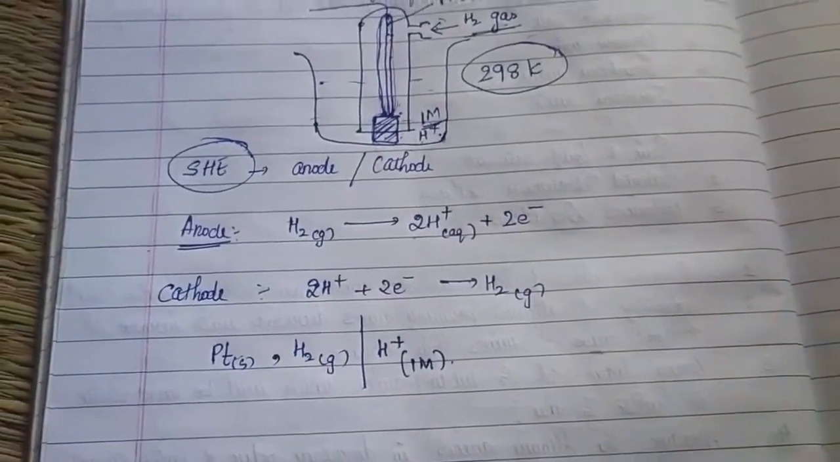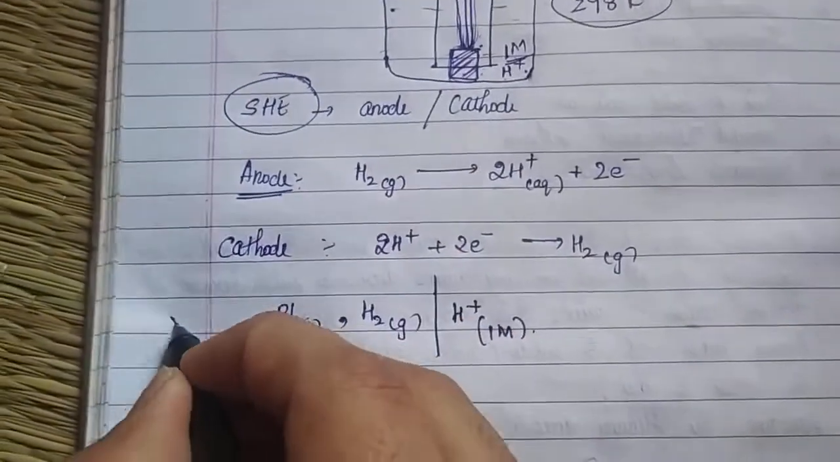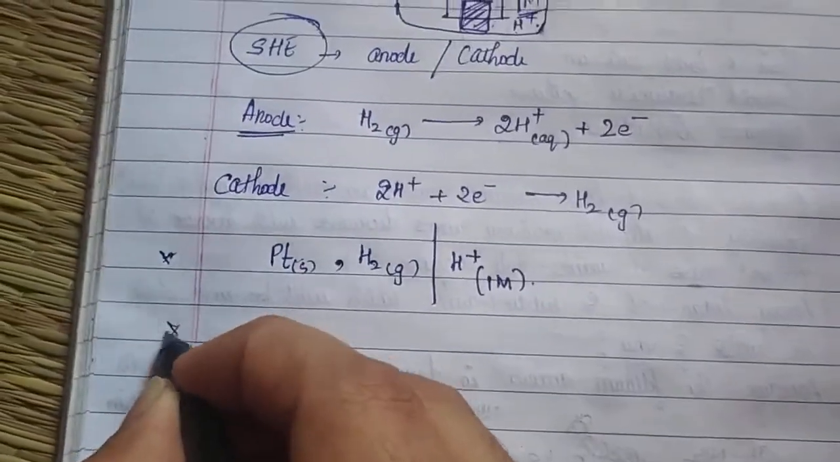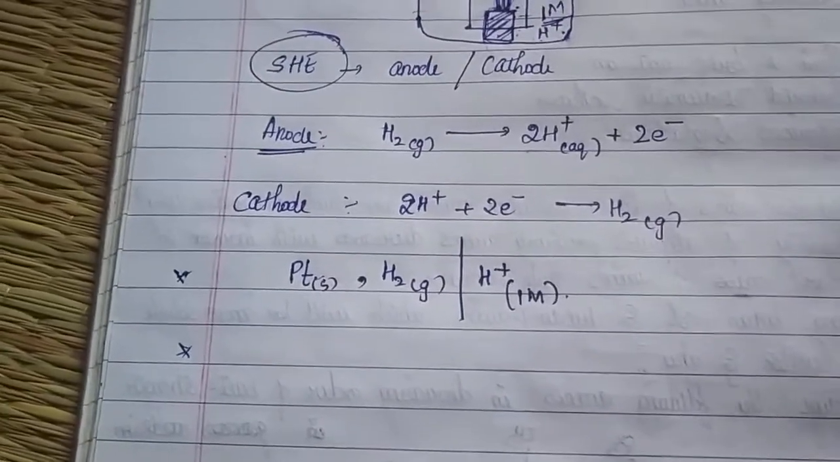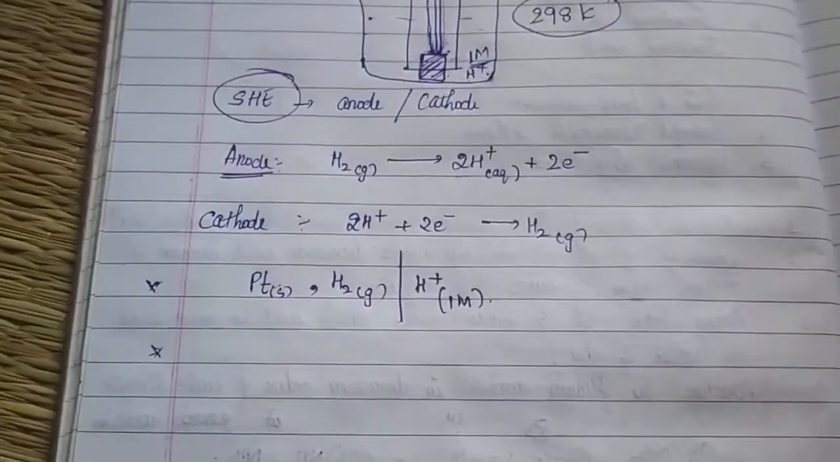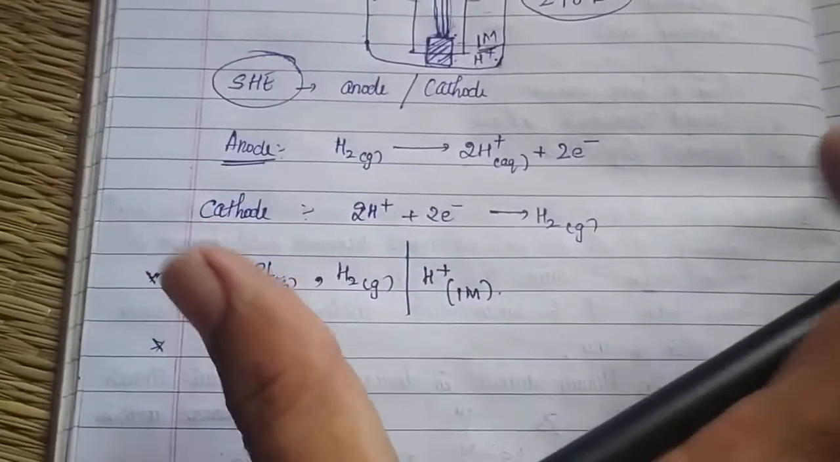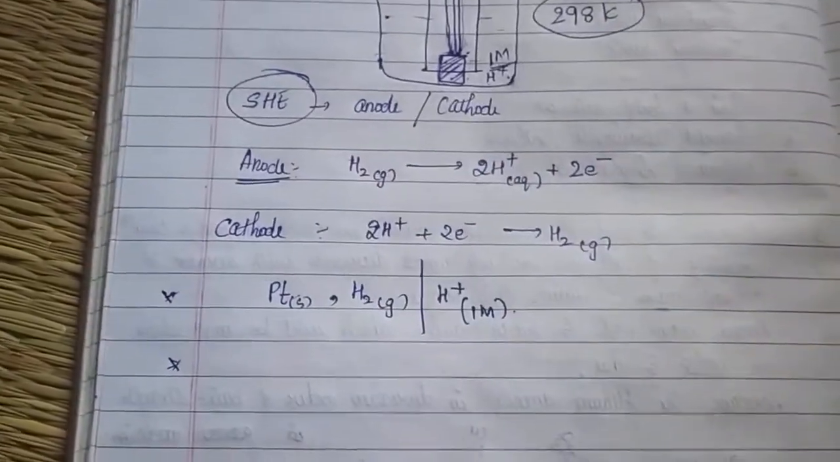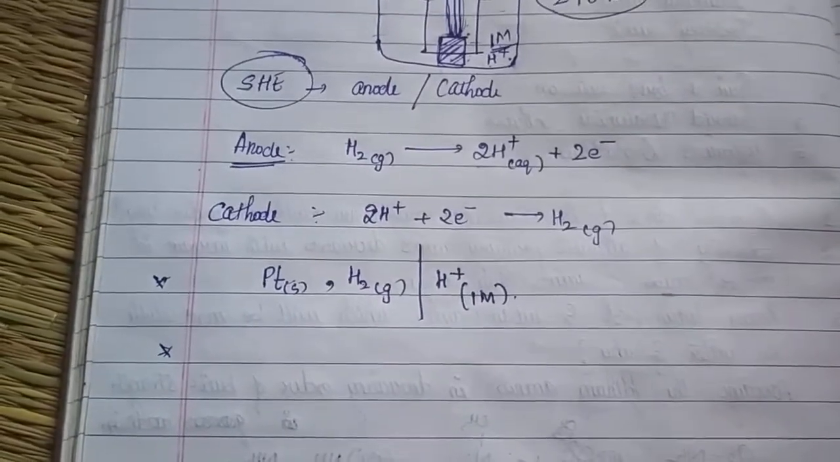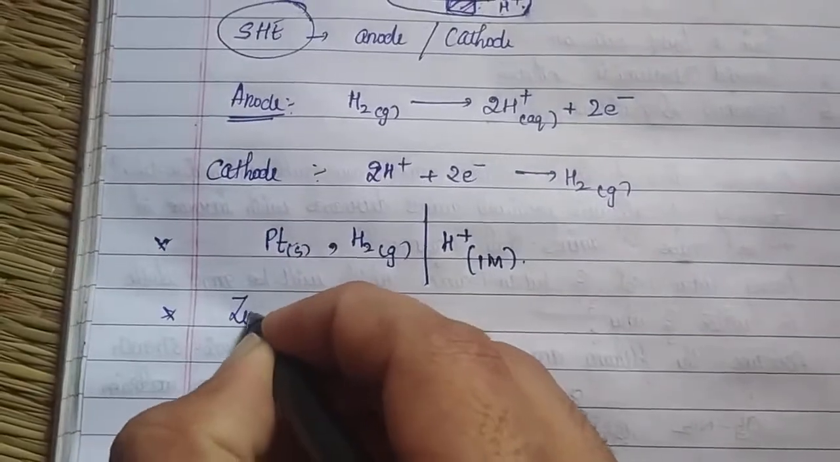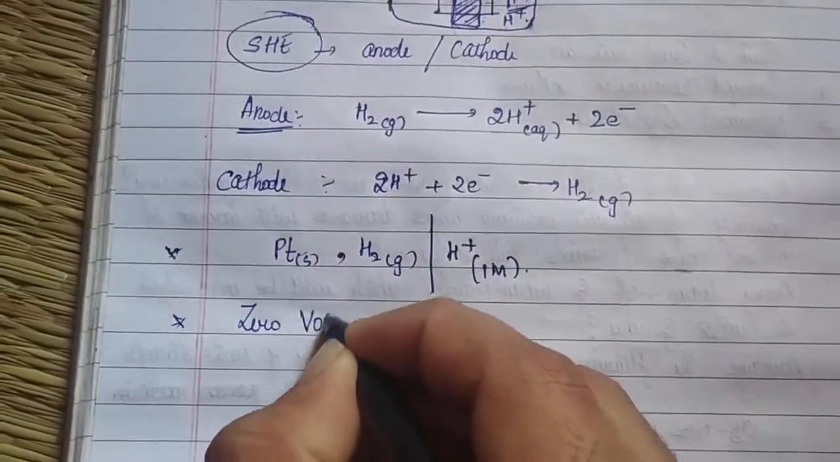Getting my point? One more important point. Remember, as I have said, it's a relative tendency. For a relative tendency, there must be a potential. Why are we using SHE? Because the potential, or we can say the standard electrode potential, of your hydrogen electrode, the standard hydrogen electrode, is 0 volt. Very much important. 1 mark question.